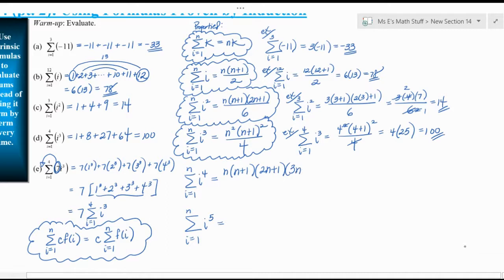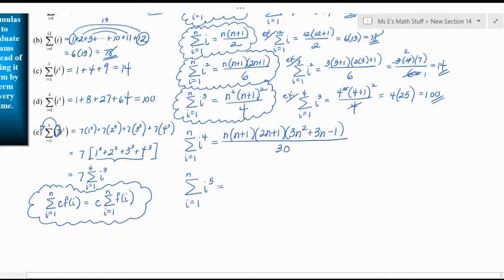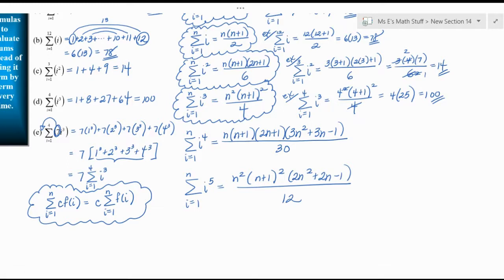So just for the record, this beast is what you'd use if you have i to the 4th as the definition of your terms, and then that monster would be the sum of all the i to the 5ths. So there you go. Okay.